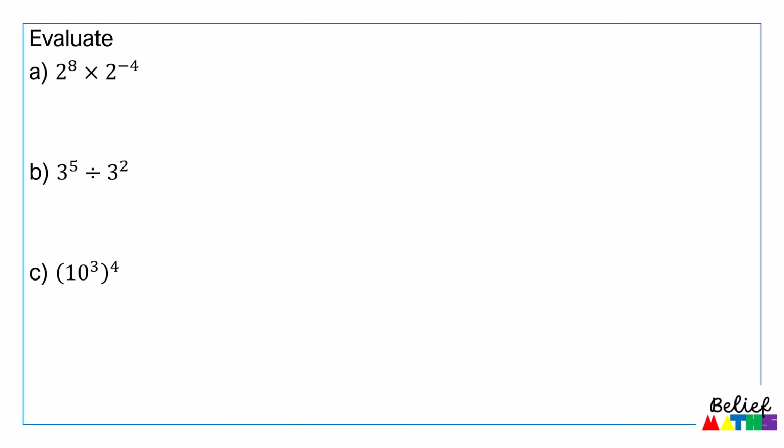So these next few questions look similar to the three that we've just done. However, we're asked to evaluate instead of simplify in this case. Now to evaluate means to work out the value. So let's see what that means. We'll start by simplifying this first one. Again, we know that when we multiply these two, we're going to add the powers. So 8 plus negative 4, or 8 take away 4, gives us 2 to the power of 4. Now that's simplified. To evaluate, we need to work out what 2 to the power of 4 is.